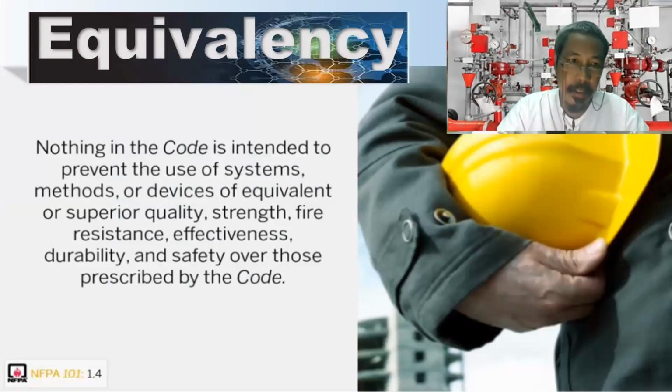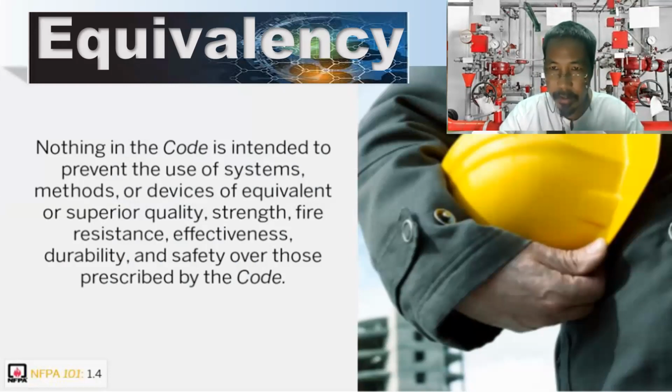Equivalency. Nothing in the code is intended to prevent the use of systems, methods, or devices of equivalent or superior quality, strength, fire resistance, effectiveness, durability, and safety over those prescribed by the code. Okay? The code only states the minimum requirement, but it does not hinder any one of us, engineers, owners, AHJ, from using other systems not specifically required in the code. What is that? Those systems, methods, devices, or equipment with what? Equivalent or superior quality. That is the keyword here.